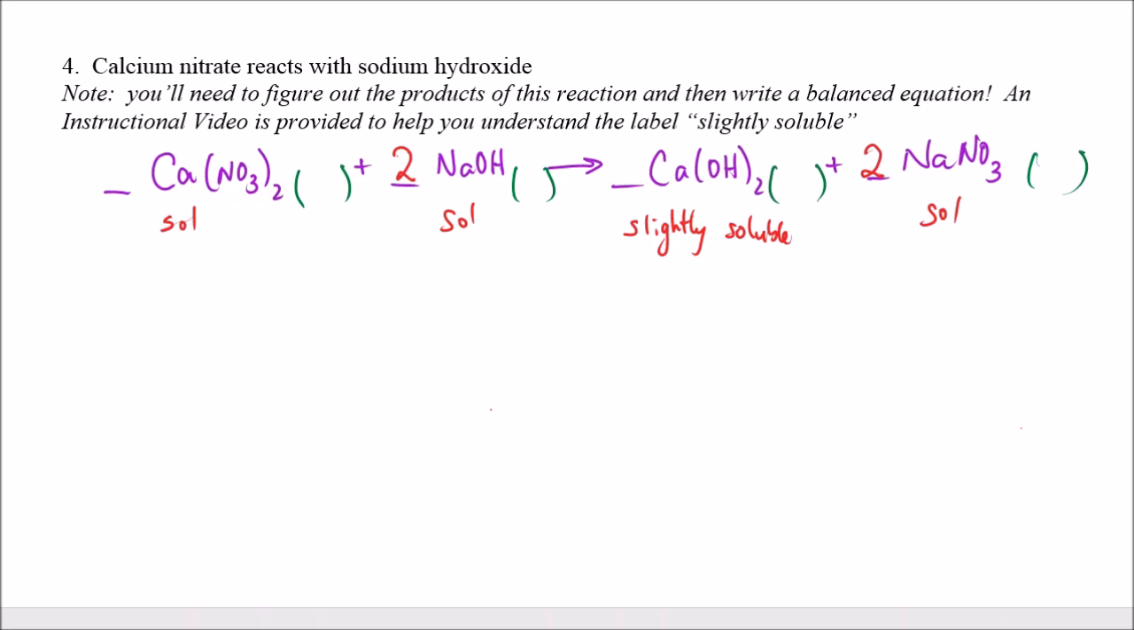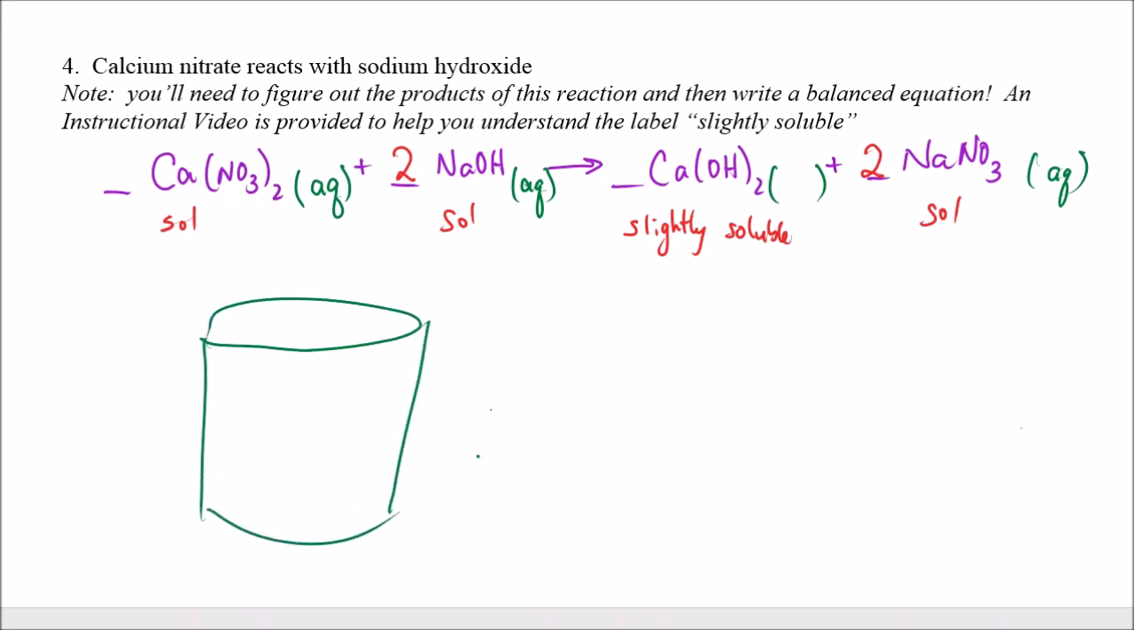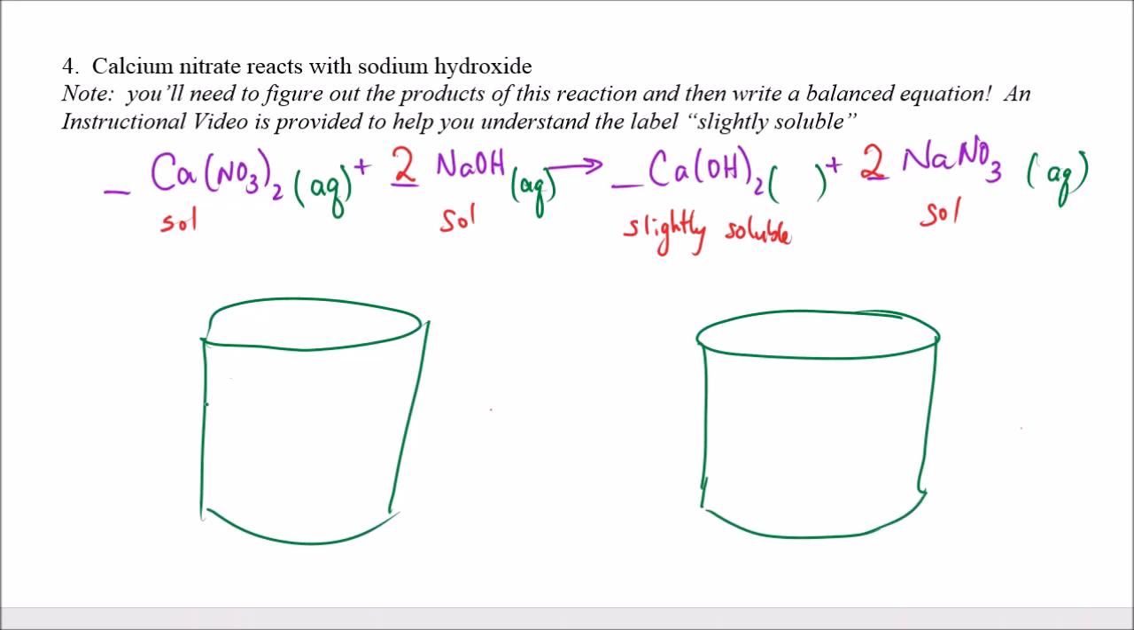I'll go ahead and write in the easy ones. AQ, AQ, AQ. Now, calcium hydroxide, slightly soluble. So, I'm going to draw a couple of pictures here to express the uncertainty as to what do you get with calcium hydroxide.